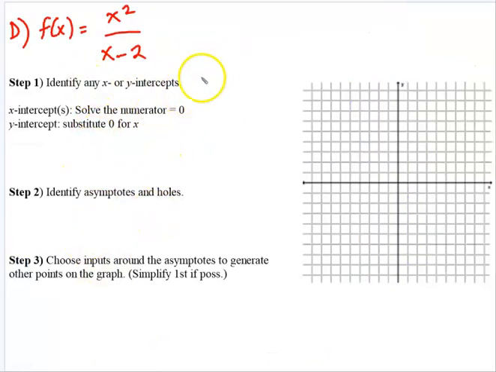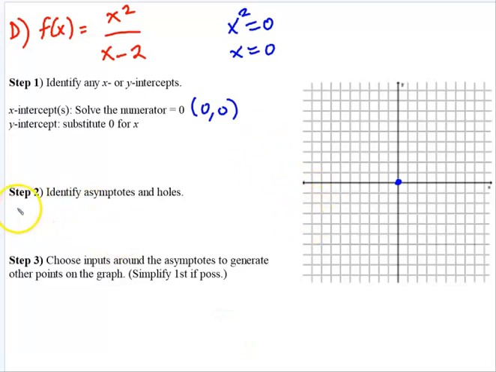Let's try this one. X-intercepts. Well, if we're not sure, just make the numerator equal 0 and solve. So if I've got an x-intercept of 0, that means I'm going to have a y-intercept of 0, which is another way of saying the origin. So we're going to be crossing through the origin in this graph.